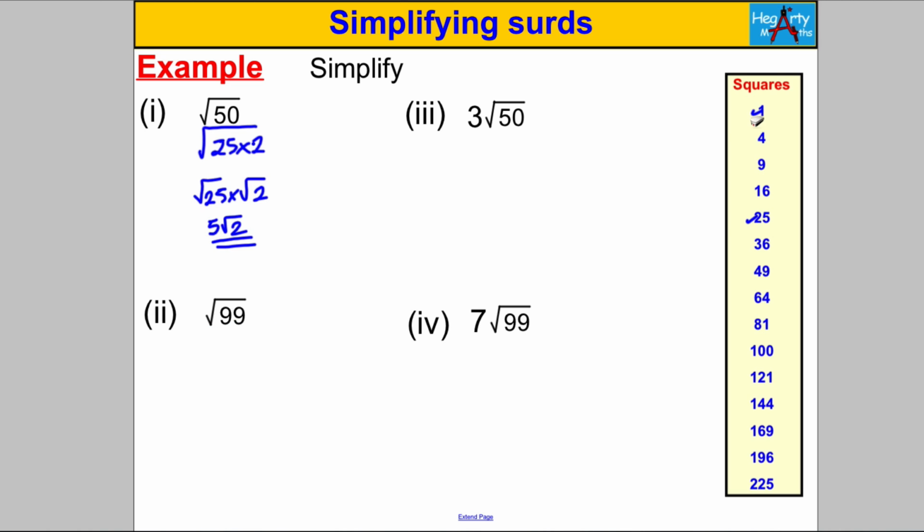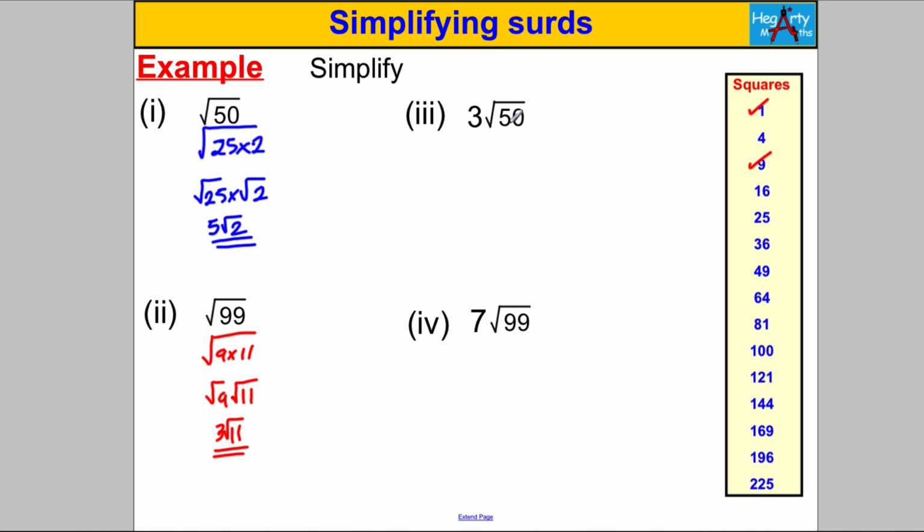Let's think of what squares go in. Well, 1 goes into 99, 4 doesn't, 9 does, 16 doesn't, 25 doesn't, 36 doesn't, 49 doesn't, 64, etc. So 9's the best we can get. Always choose the biggest. So we're going to write that as root 9 multiplied by 11, which is root 9 multiplied by, I'm going to start dropping the multiplied by sign, root 11, which is just 3 root 11. And there we go, simplified that one.